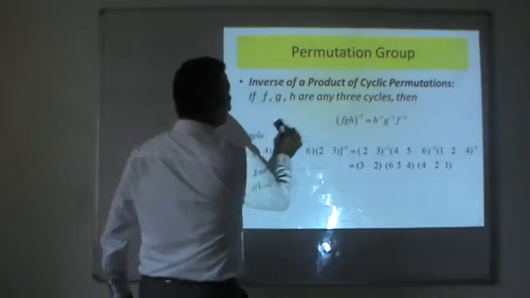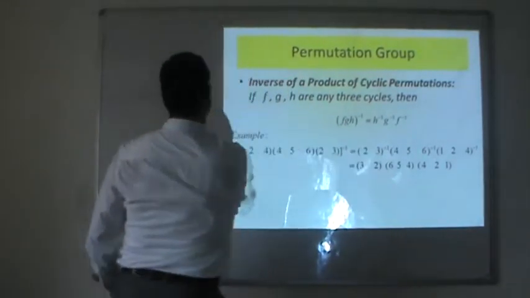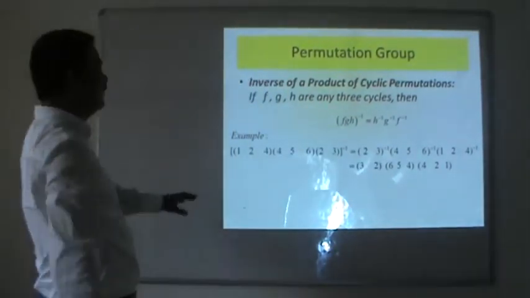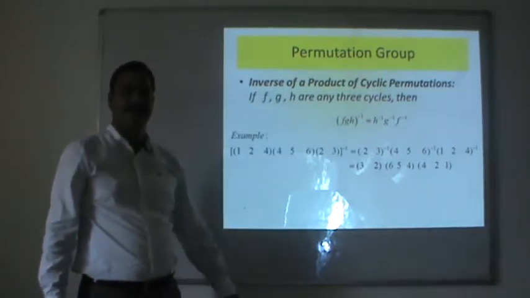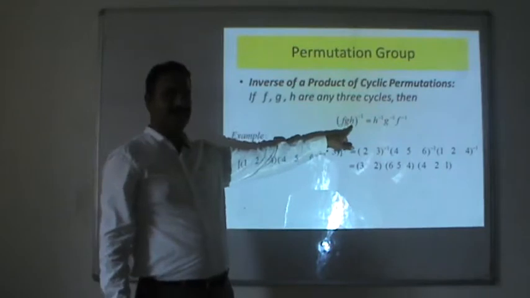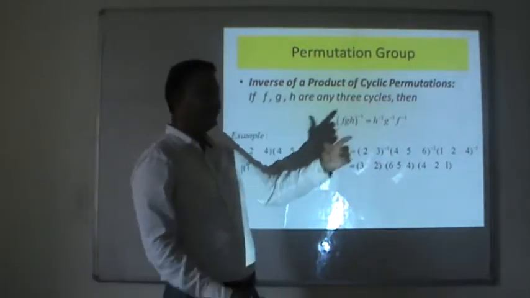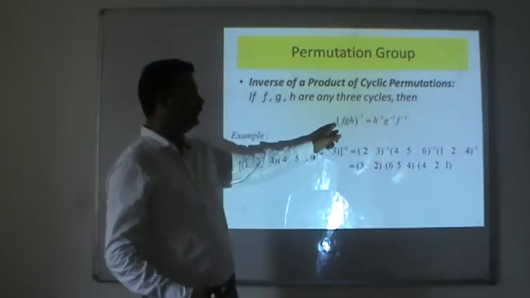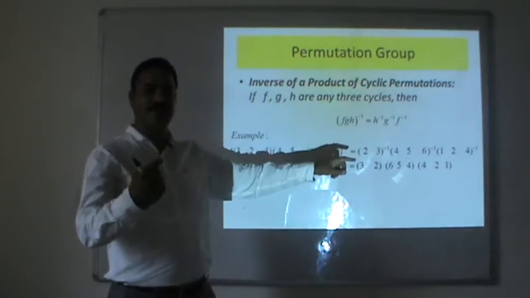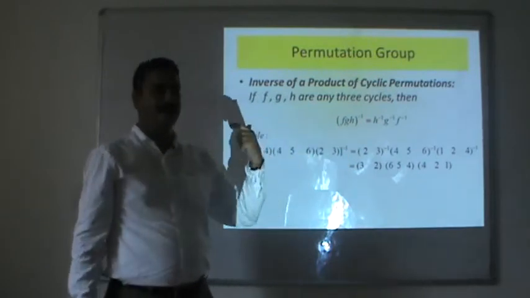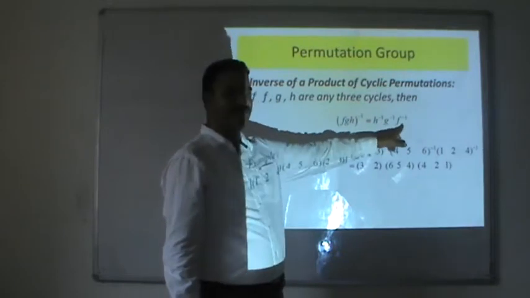Now we discuss the inverse of a product of permutations. Suppose we have three cycles F, G and H, or any three cycles. Then the inverse of their product, (FGH) whole inverse, is opened in reverse order, not F inverse, G inverse, H inverse. We open (FGH) whole inverse in reverse order, as we discussed previously: H inverse, G inverse and F inverse.